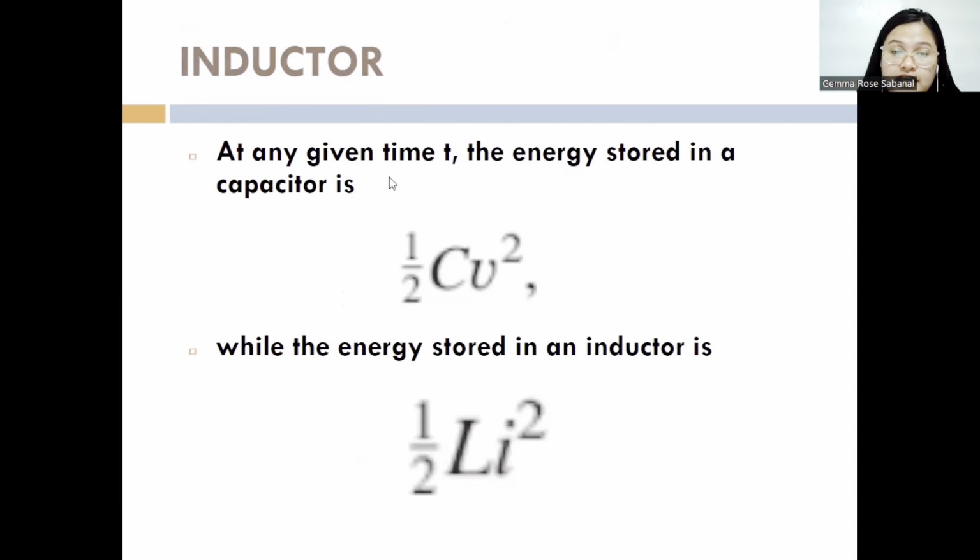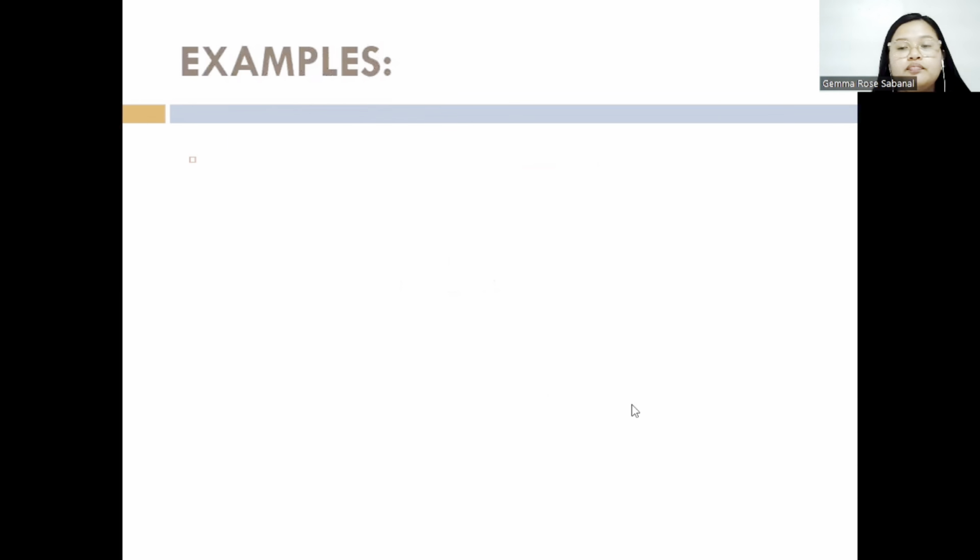At any given time t, the energy stored in a capacitor is 1/2 CV squared, while the energy stored in an inductor is 1/2 Li squared. And we should take note of this: the capacitor is 1/2 CV squared and the inductor is 1/2 Li squared. Examples of the inductor practice problem.